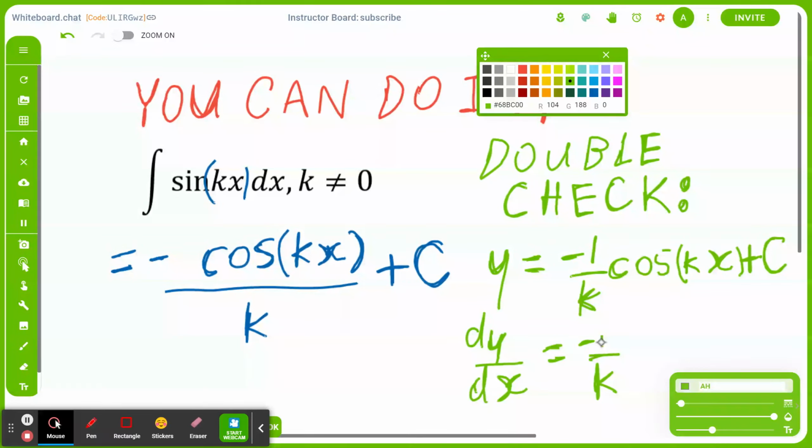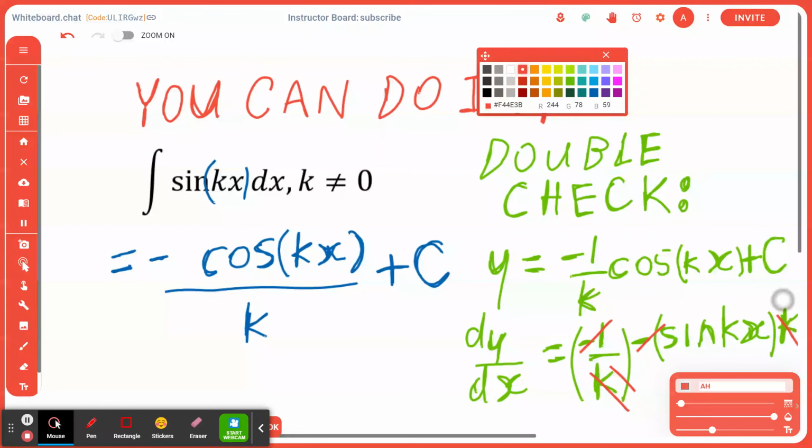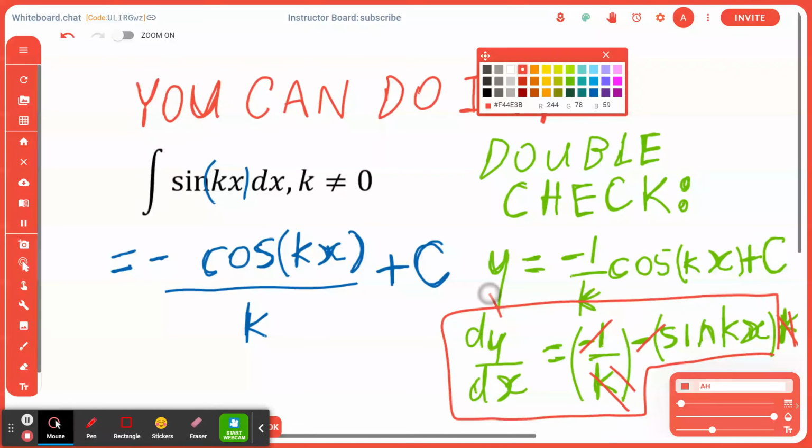When you take the derivative of cosine, that's going to be negative sine of kx in this case, times the derivative of kx, which is k. Let's put a set of brackets to separate them. And look what happens when you clean this up. Negative times negative is positive. k divided by k is going to be 1. And as expected, you get exactly sine of kx back, which was the question we started with.